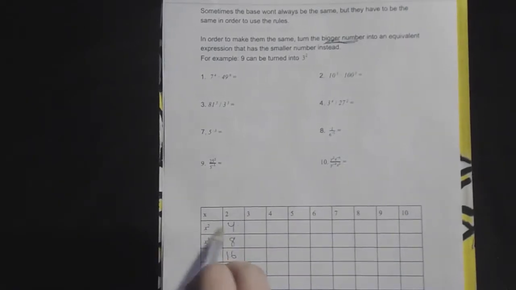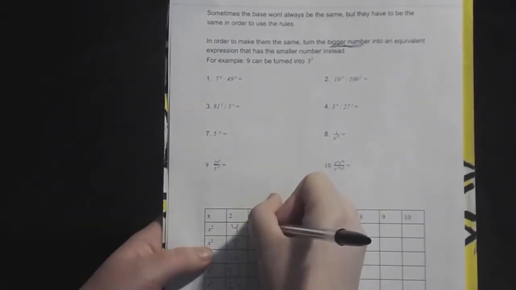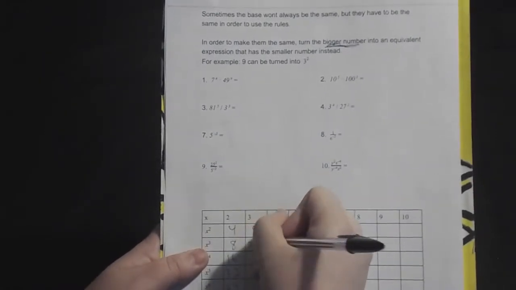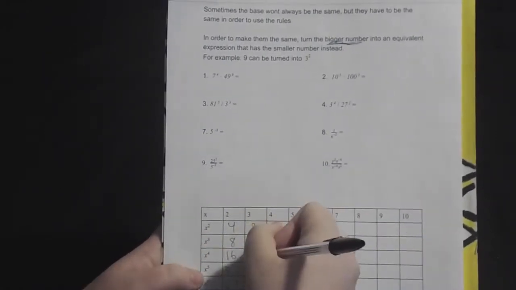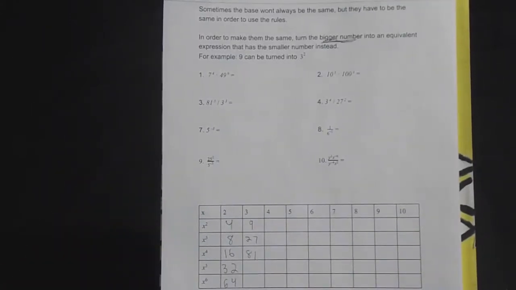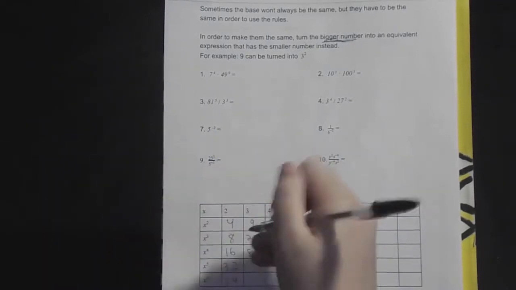If I did the same thing for 3, if I square it, I'd get 9, because 3 times 3 is 9. If I cube it, so I times 3 again, it's 27. If I do that again, times 3, it's 81. And then if I do 81 times 3, I get 243.